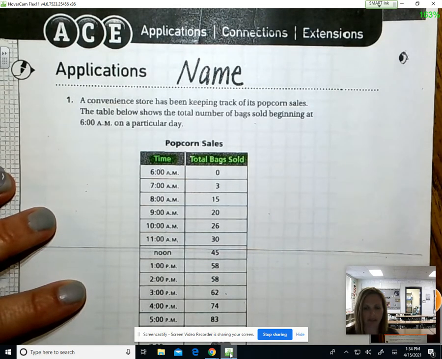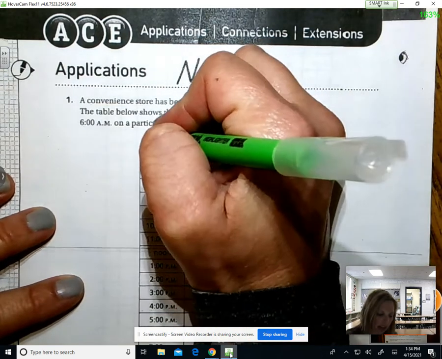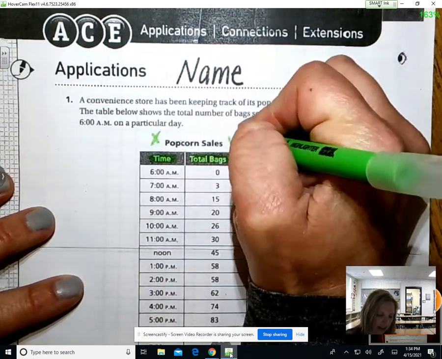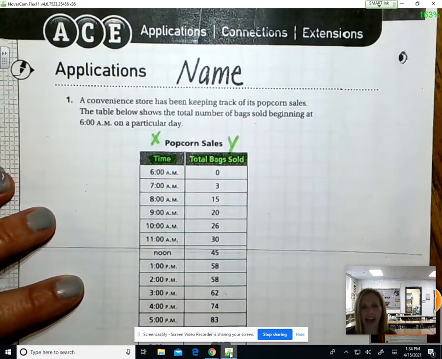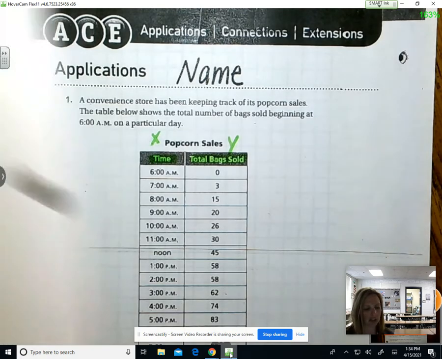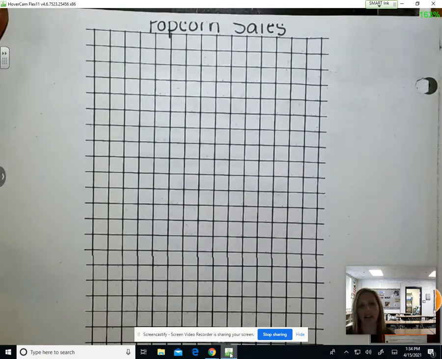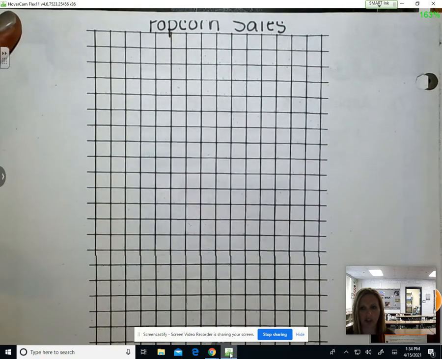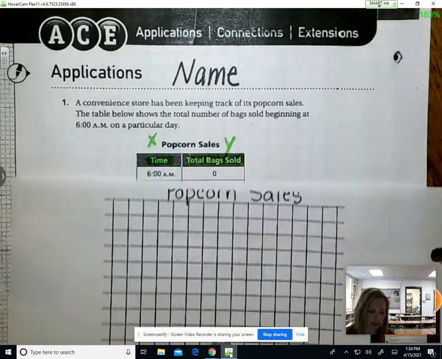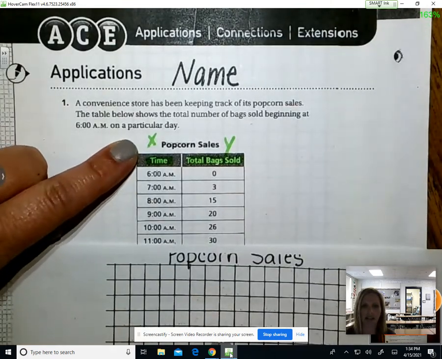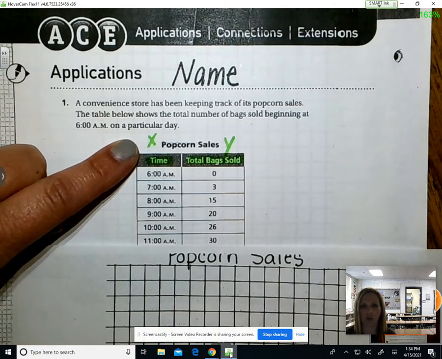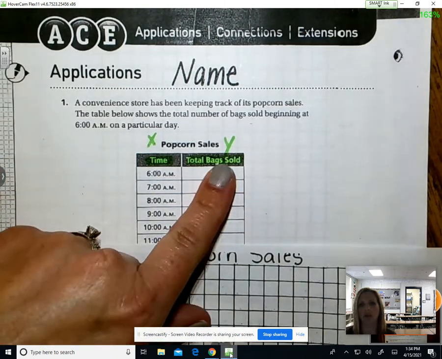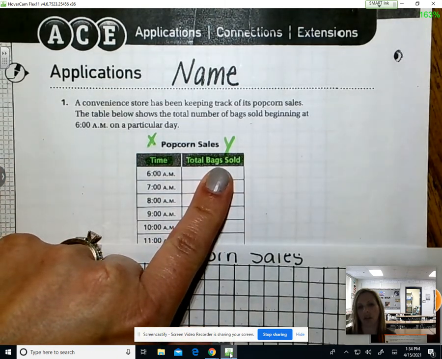If you remember in class, we've been talking about what is the dependent and independent variable. The X axis and Y axis should have these labels when you make your graph, which has already been given to you on the back of the paper. So hint, hint, when you go to make your graph, it is telling you that your x-axis should be labeled time and your y-axis should be labeled total bags sold, okay?